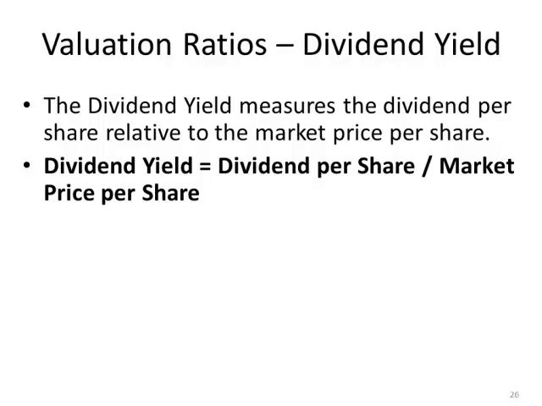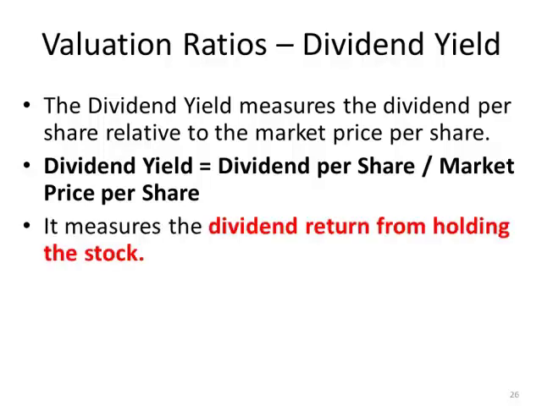So essentially this number would come out as a percentage, and we would think, well, this is the dividend return I'm getting for every time I invest in one stock. So it measures the dividend return from holding the stock, right? So if the dividend yield was 5%, that would mean that when you hold the stock, you earn a 5% dividend return.